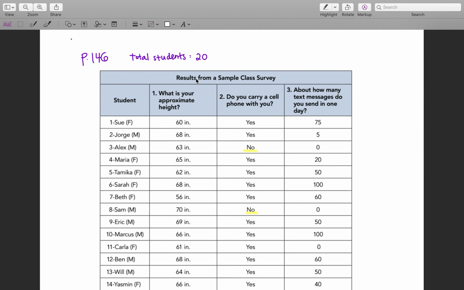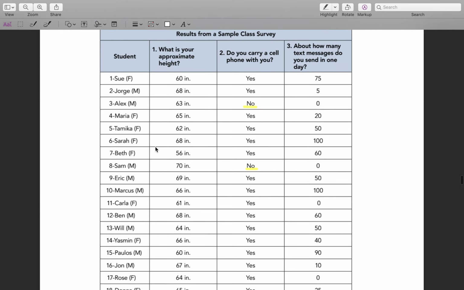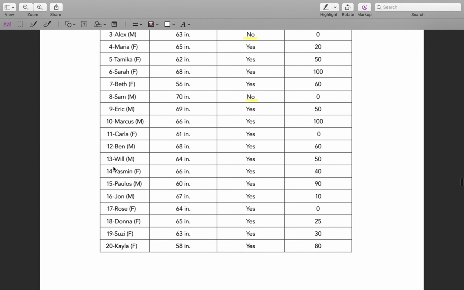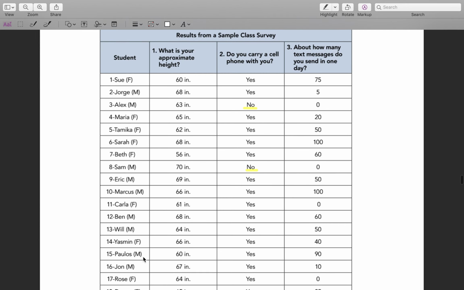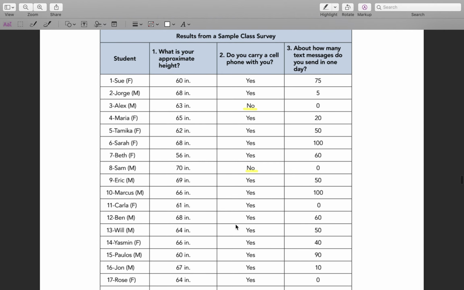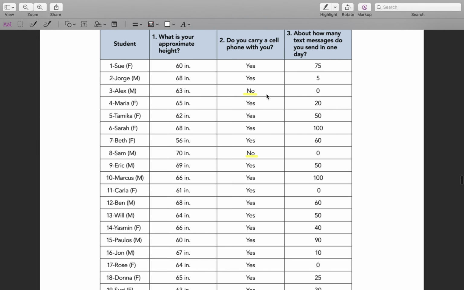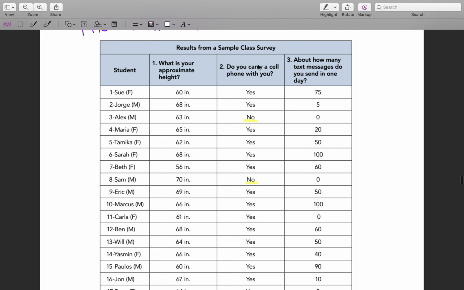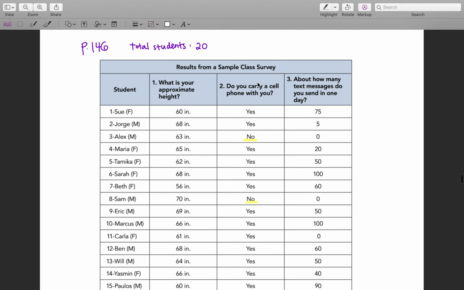So this is the results from a sample class survey. So 20 students participated. So 20 students listed here. So they were asked these three questions. So what is your approximate height? Do you carry a cell phone with you? About how many text messages do you send in one day? So this was a survey consisting of 20 students. So for this question, let's focus on number 2.